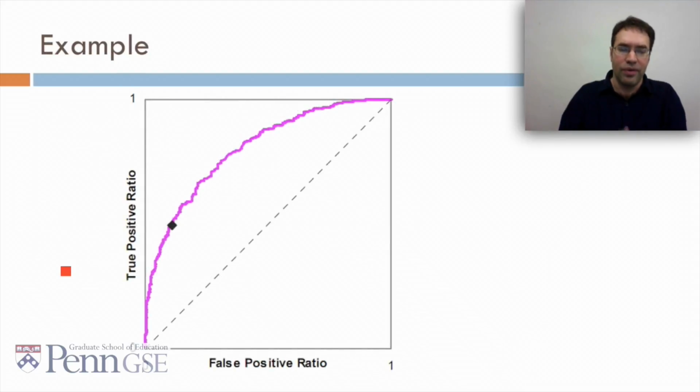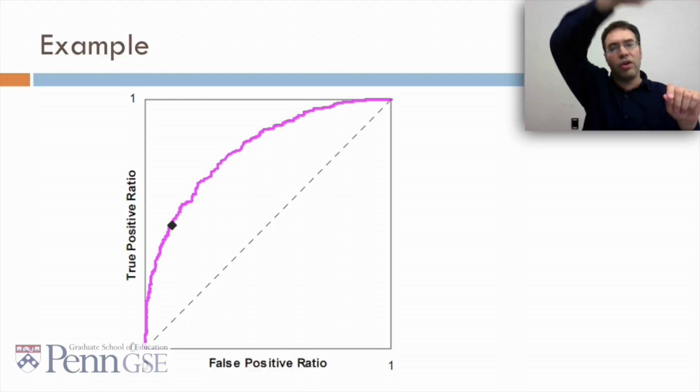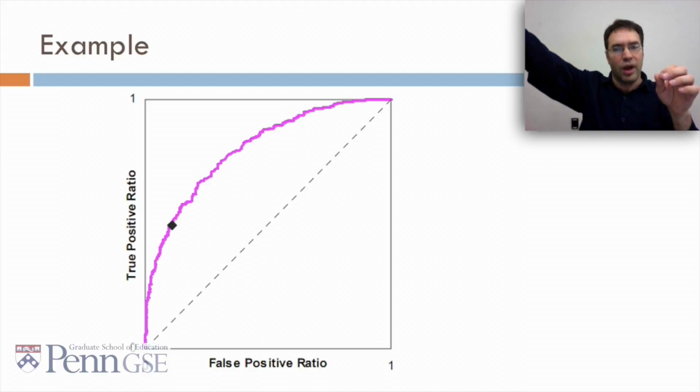So let's look at an example. We can see the false positive ratios on the x-axis, true positive ratios on the y-axis. So this model, for anywhere along the curve, has more true positives by a proportion than false positives until we get to the very top corner.